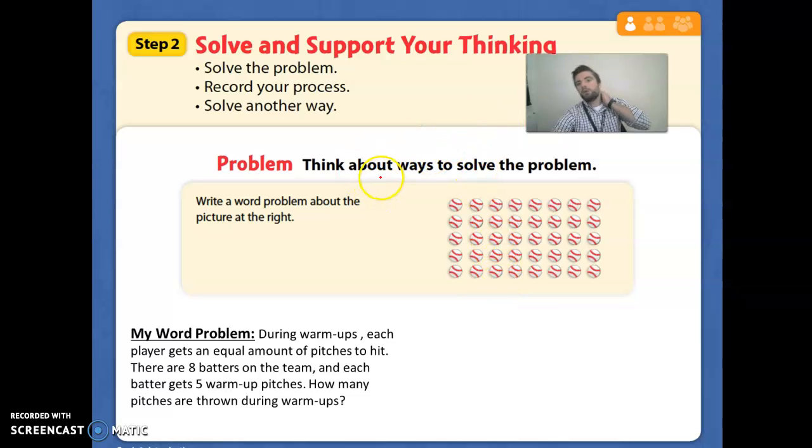So think about how you would solve this problem. And what I'll do right now is I'll have you pause the video and try this problem on your own. Okay? So hit that pause button, keep this up so you can see it, and see if you can solve this problem. How many pitches are thrown during warm-ups total? So try to figure out if it's multiplication or division, how you know that, and then how you'd solve it. Pause the video and meet me back here in a second, and we'll talk about some different ways we can approach this.